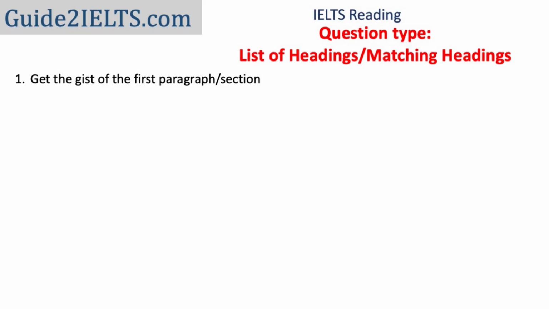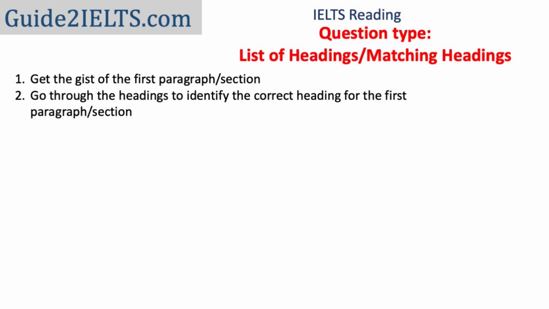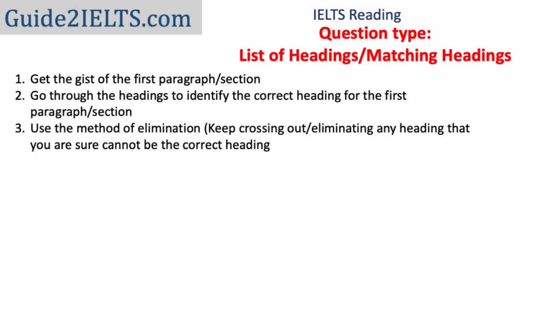So how do we approach this question? One way is that you could read all the headings first and then start going through the passage. That is not what I would recommend. What I recommend is that you get the gist of the first paragraph, then go through the headings trying to figure out the correct heading. Something which is very useful in list of headings is the method of elimination.